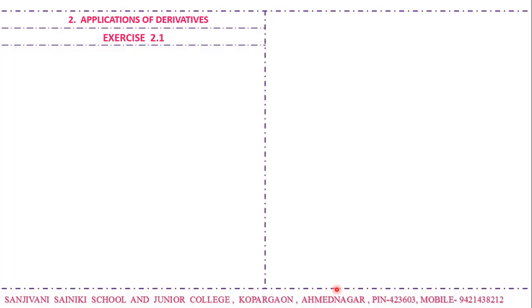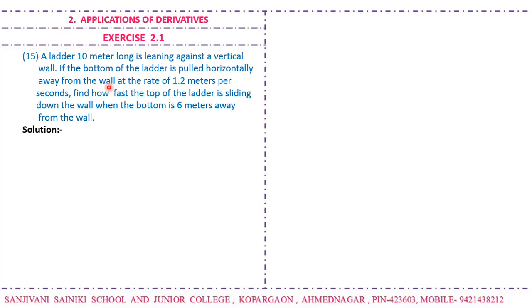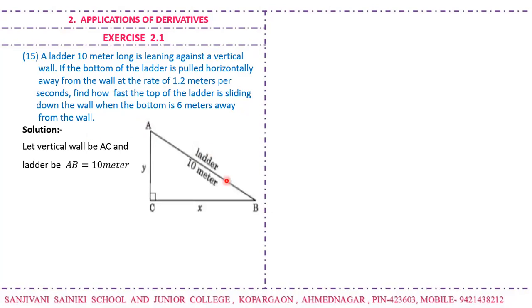The next example is a ladder of 10 meter length leaning against a vertical wall. If the bottom of the ladder is pulled horizontally away from the wall at the rate of 1.2 meters per second, find how fast the top of the ladder is sliding down the wall when the bottom is 6 meters away from the wall. This is the ladder.